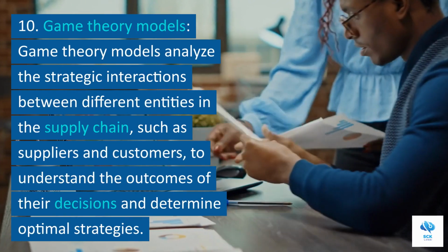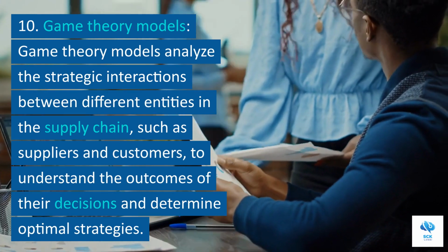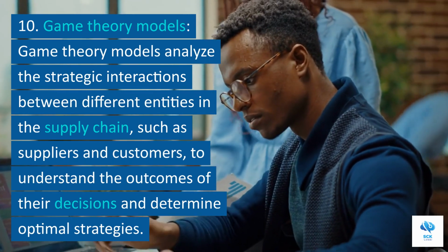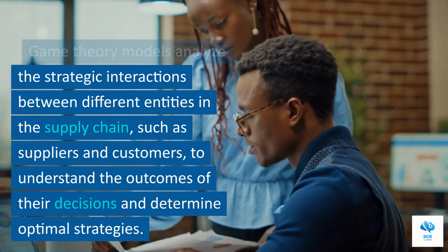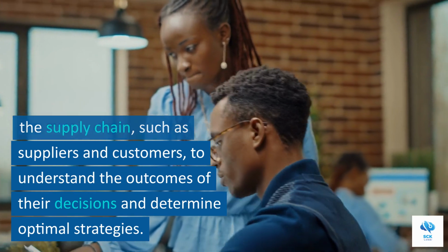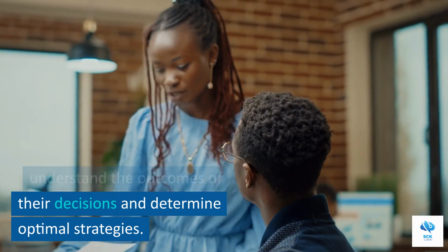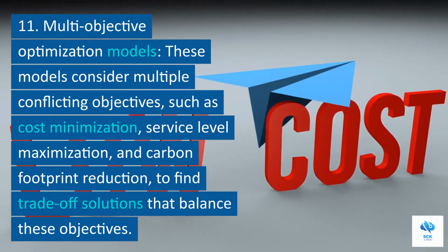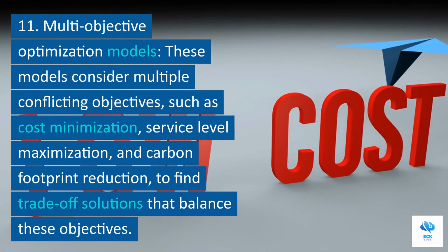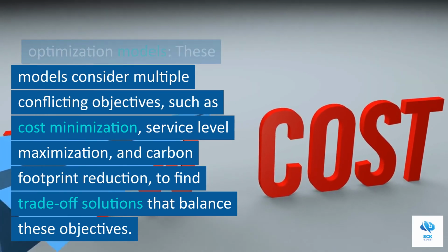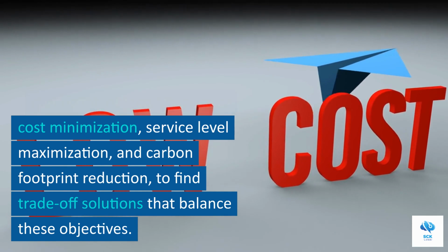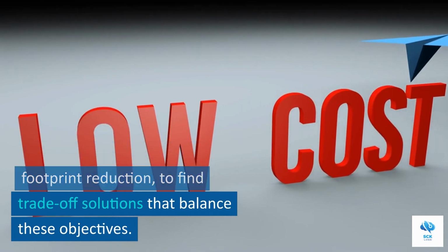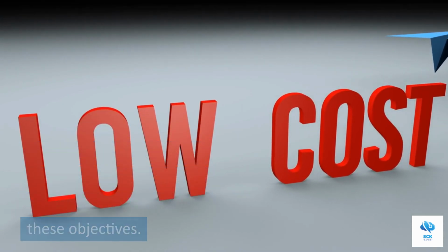10. Game theory models. Game theory models analyze the strategic interactions between different entities in the supply chain, such as suppliers and customers, to understand the outcomes of their decisions and determine optimal strategies. 11. Multi-objective optimization models. These models consider multiple conflicting objectives, such as cost minimization, service level maximization, and carbon footprint reduction, to find trade-off solutions that balance these objectives.